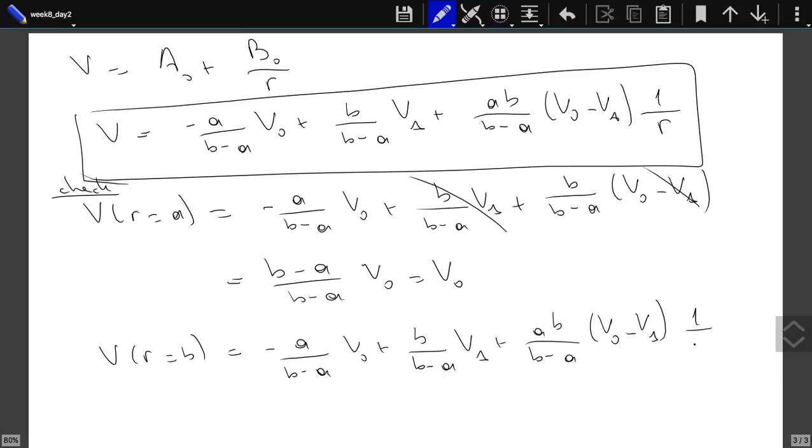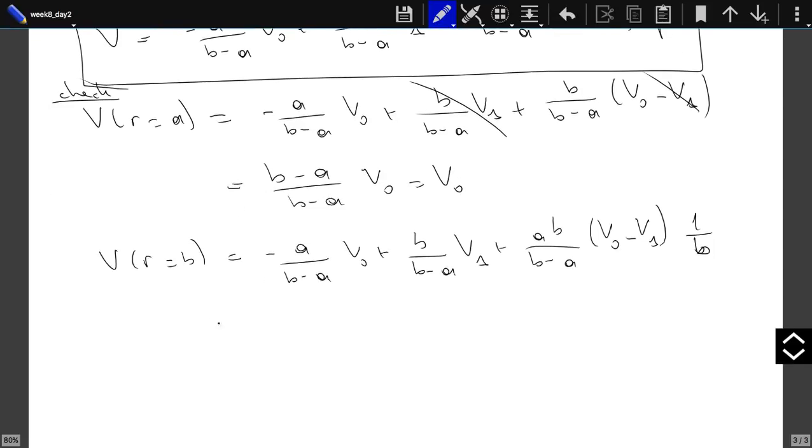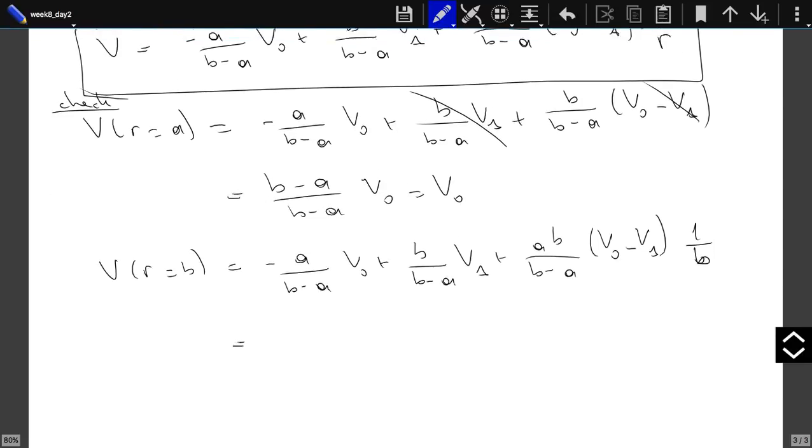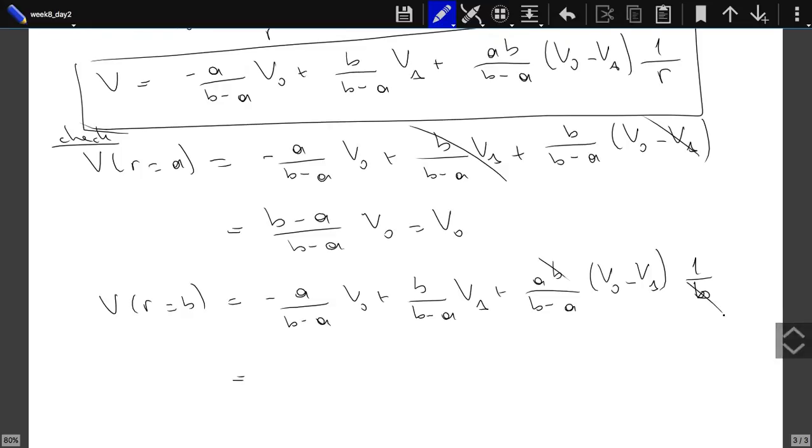But this time we have this 1 over B. This is equal to, well, let's see, the B's cancel. I have minus A over B minus A V0, plus A over B minus A V0, so they would cancel each other. This term is cancelled by this one. I have B over B minus A V1 minus A over B minus A V1. If I just combine them, I end up having B minus A over B minus A V1. This is equal to V1.